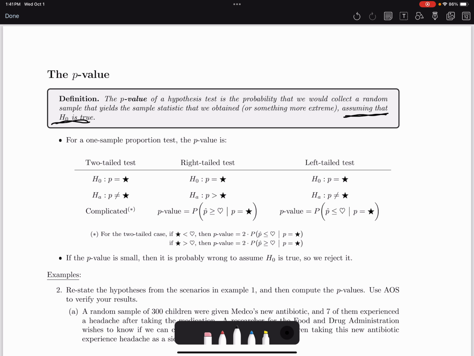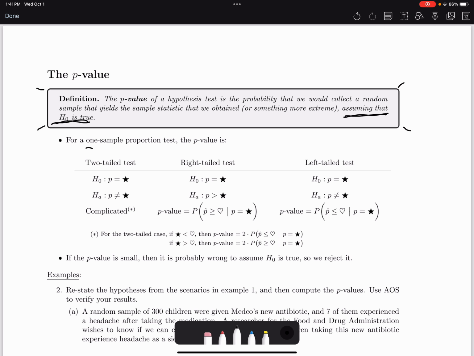Okay, I want you to memorize this definition. And more importantly, I want you to understand what the definition is saying. I'll ask you questions that test your knowledge of the p-value on problem sets and on tests. So I really want you to understand this. So make sure that you understand that definition.